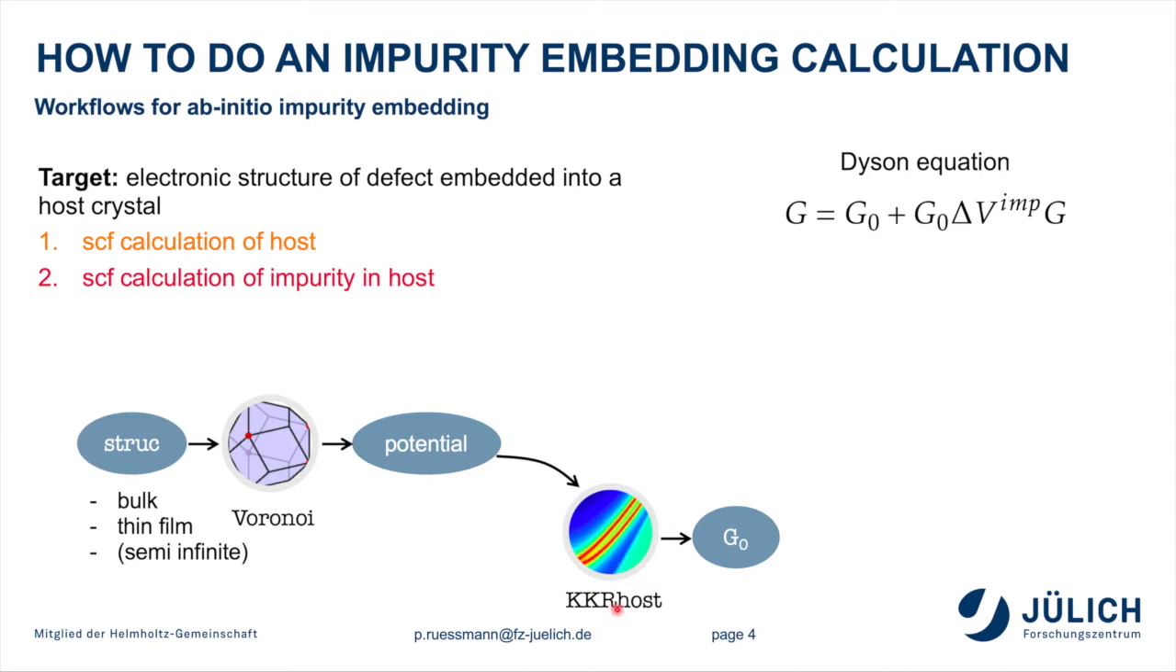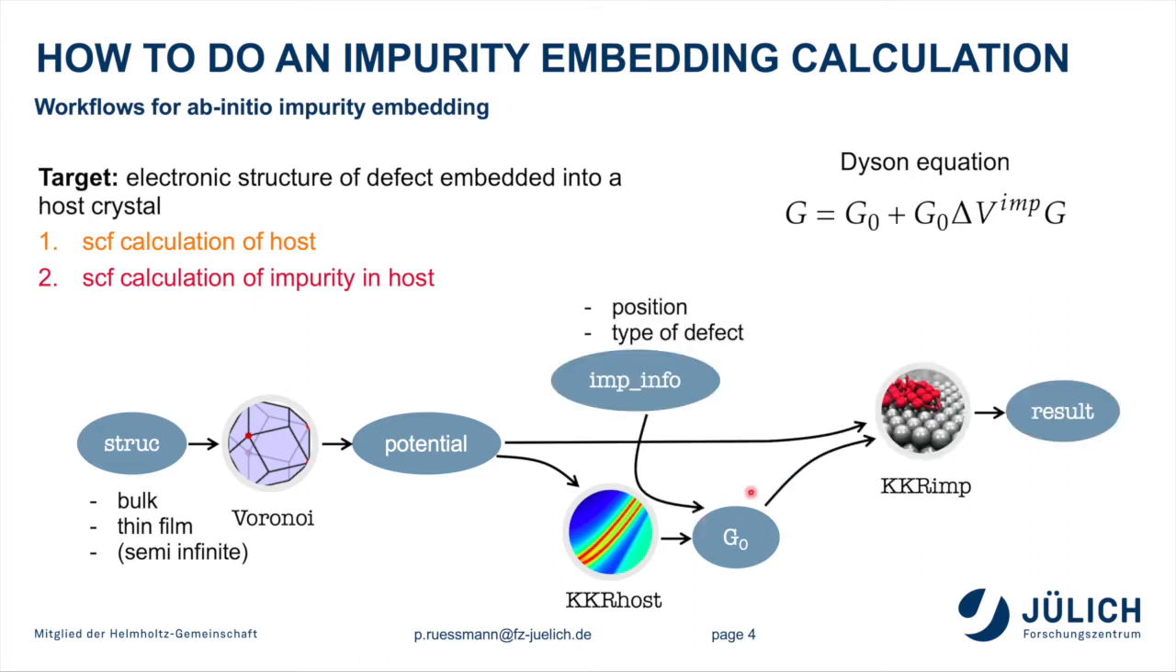The KKR host calculation then performs the self-consistency cycle, and eventually after convergence we get our G naught out of this. To then embed an impurity, we need to define the position and the kind of impurity that we want to put in. This is some impurity info node.